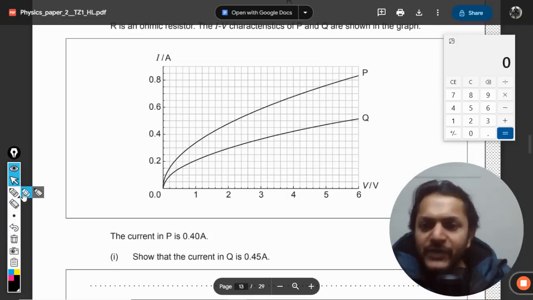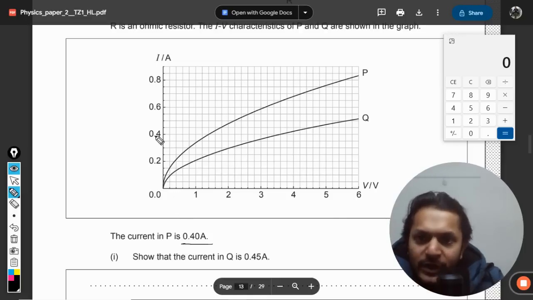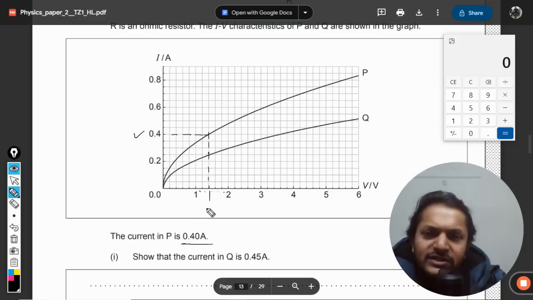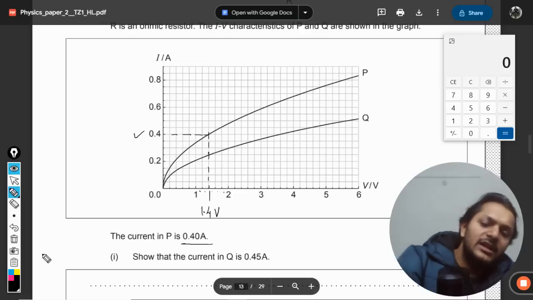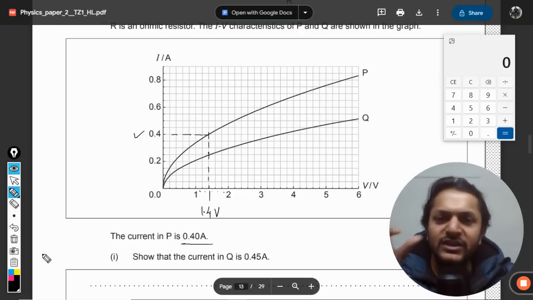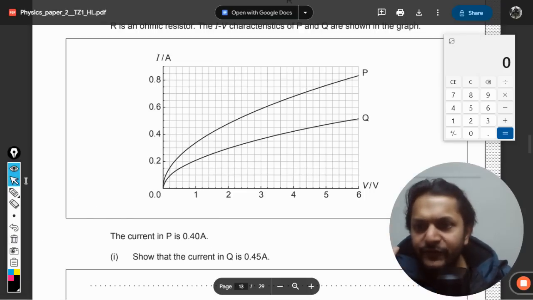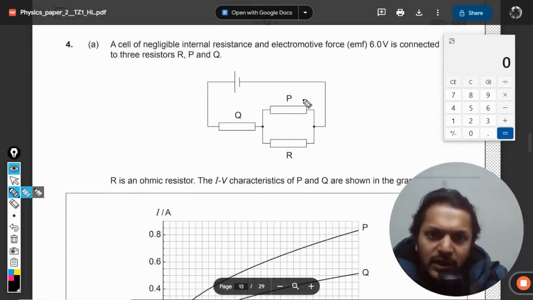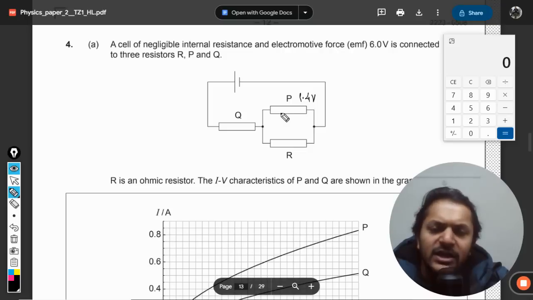Now the current in P is shown as 0.4 ampere. Here it is 0.4 and you are talking about P. So the voltage across P, according to this graph, should be this. What is this value? 1, 2, 3, 4, 5. So it's basically 1.4 volt. So 1.4 volt is the potential difference across P. So that will be across R also. So the potential difference here is 1.4.